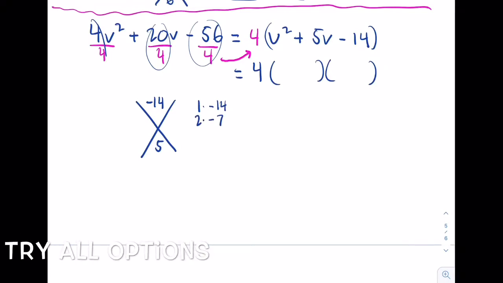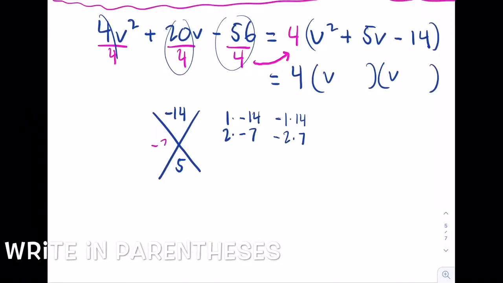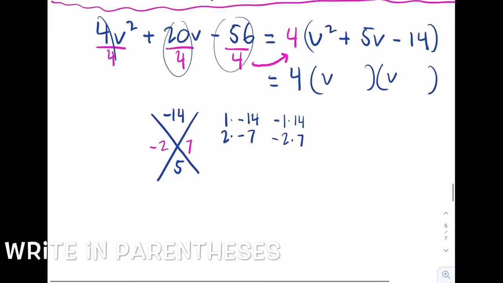So one has to be positive. You could have negative 1 times 14, that's negative 14, or negative 2 times 7 would be negative 14 and still add to 5. So our two factors are going to be negative 2 and positive 7, because they multiply to negative 14 and add to 5, and we can add that into our factors. So v minus 2 and v plus 7. So that'll be our factored form.